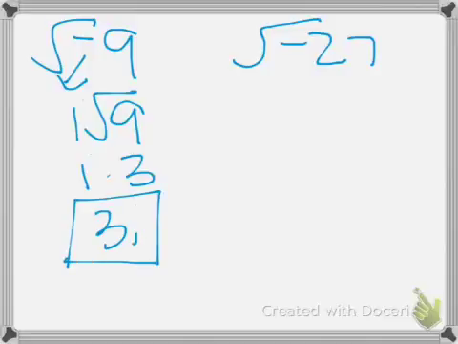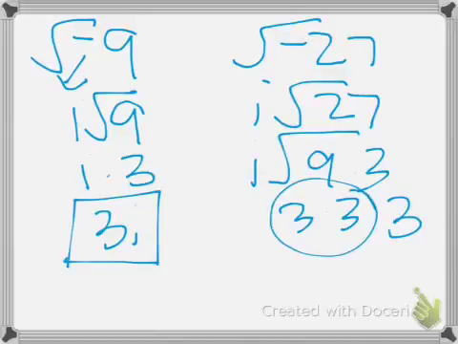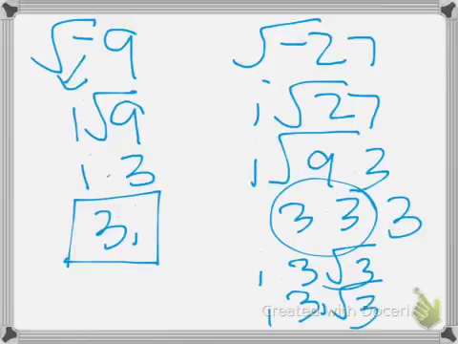For negative 27, it becomes i square root 27, which becomes i square root 9 times 3, which is 3 times 3 times 3. Take those outside the square root symbol. So we have 3 square root 3, and it's i times that. So it's 3i square root 3 as our answer.